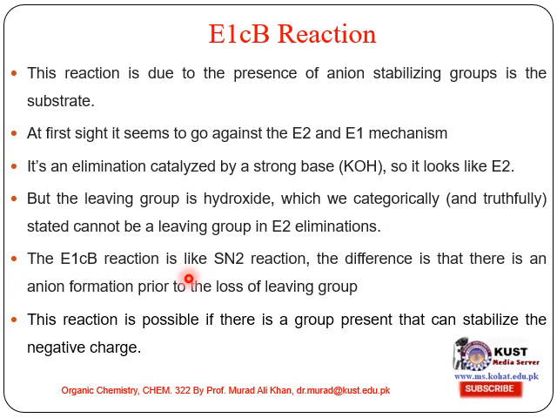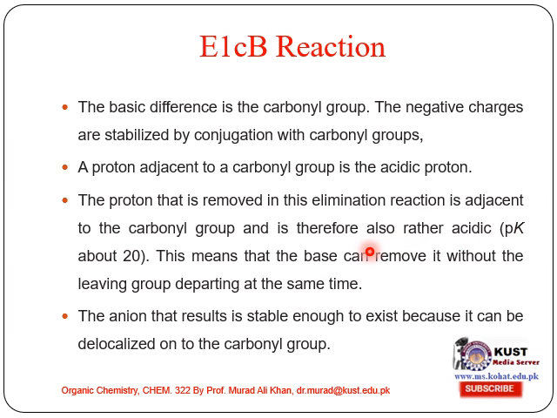The E1cB reaction is just like an SN2 reaction, but the difference is that there is an anion formation prior to the loss of leaving group. This reaction is possible if there is a group present that can stabilize the negative charge. The basic difference between the elimination reactions and the E1cB reaction is the presence of a carbonyl group or any other negative charge stabilizing group.